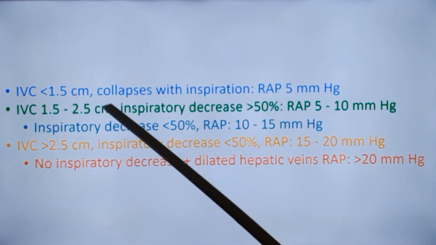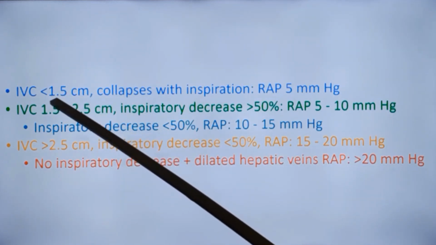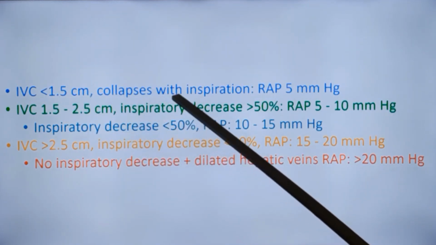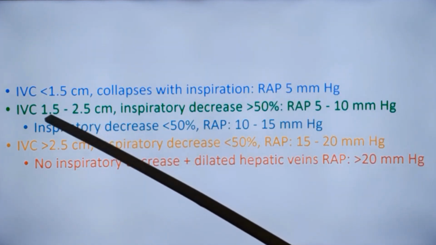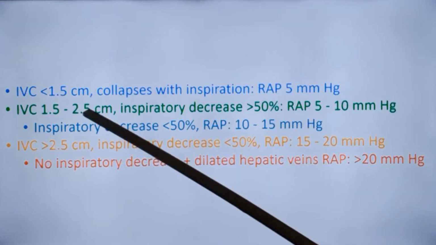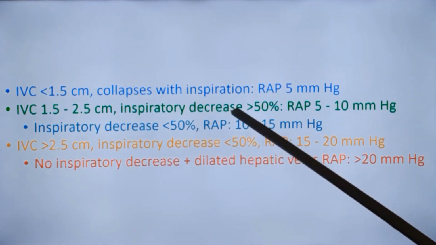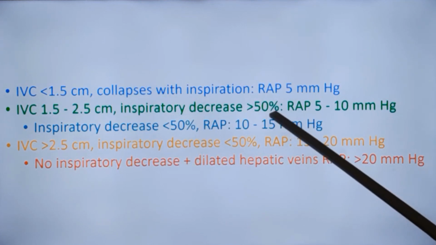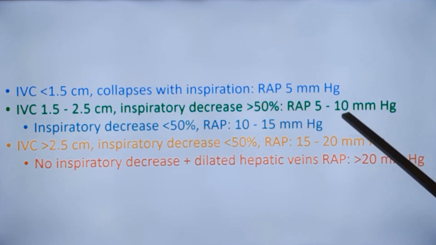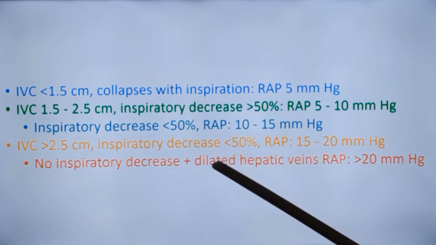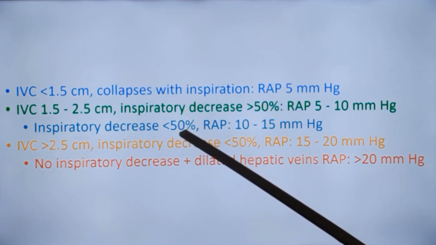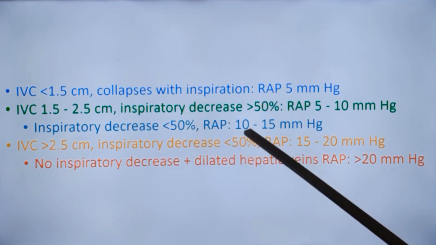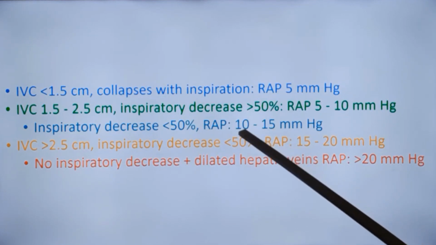When the IVC is less than normal in size, that is less than 1.5 centimeter, and collapses with inspiration, the right atrial pressure may have to be taken as 5 millimeters of mercury. A normal IVC, 1.5 to 2.5 centimeter, with an inspiratory decrease in diameter more than 50%, the right atrial pressure is in the range of 5 to 10 millimeters of mercury. When the inspiratory decrease is less than 50%, that is part of the plethora criteria, right atrial pressure is taken as 10 to 15 millimeters of mercury.